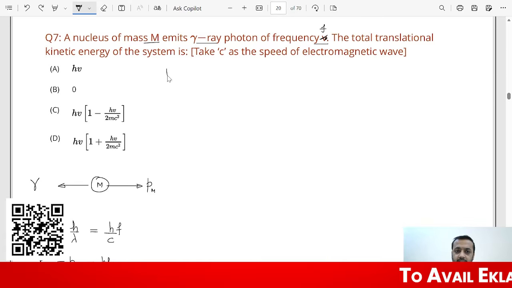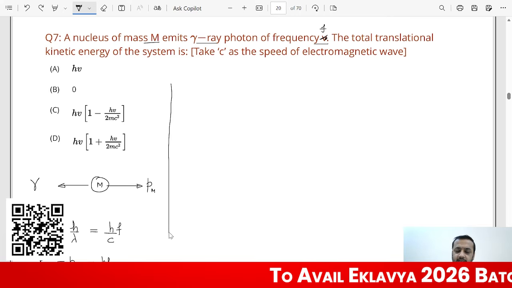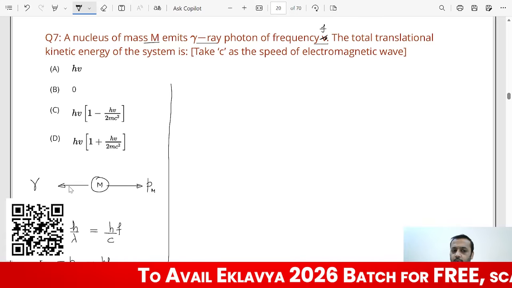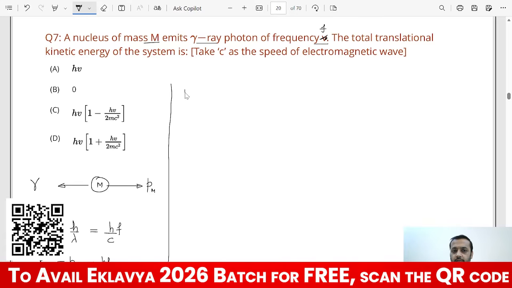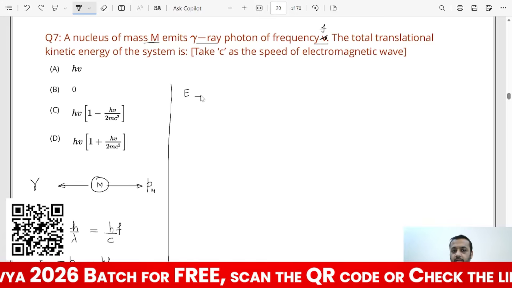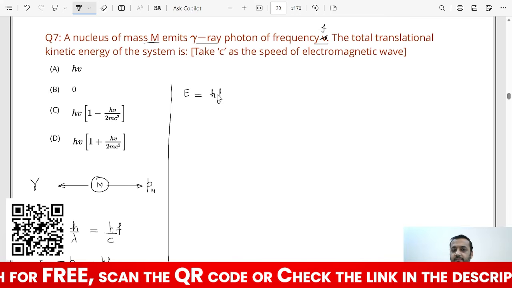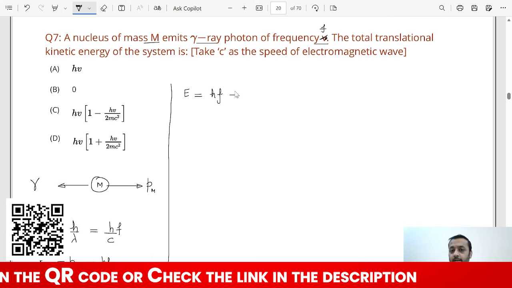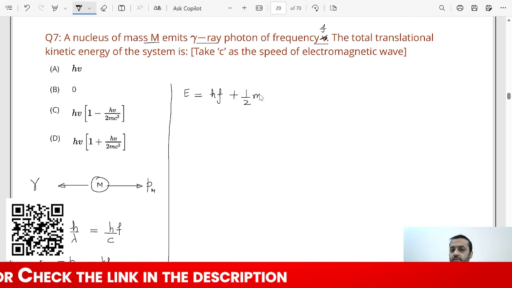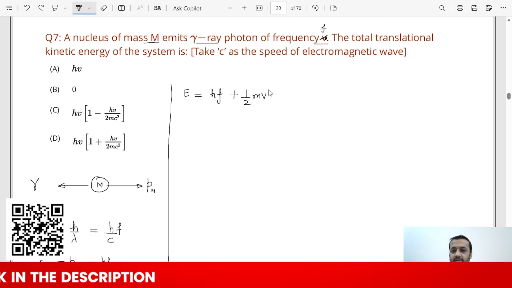Now, what is the question asking? What is the total translational kinetic energy of the system? So that means the total energy of the gamma ray photon, which is h into f, plus the energy of the nucleus, half mv square. This is what you will write.